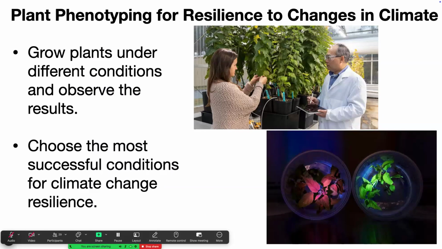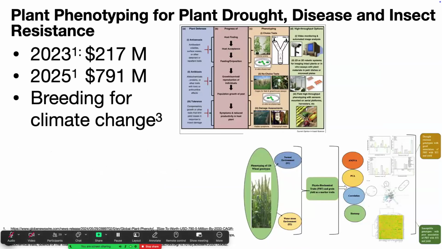So there's a lot of interest in this. It's a global issue because of climate change, but it's been going on for a long time. Breeding of plants, selective breeding, has been something that's been done for 10,000 years. And today it's a very big business. It's growing rapidly. And again, because of challenges for plant growth under the changing climate conditions.